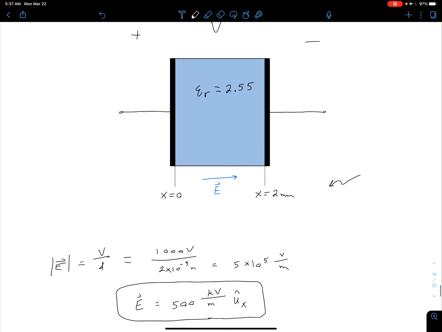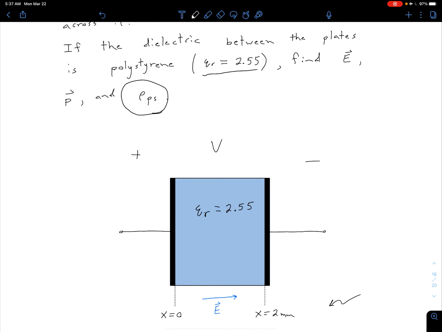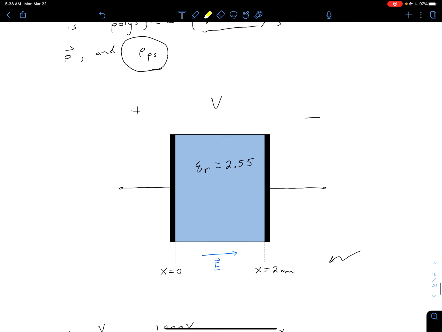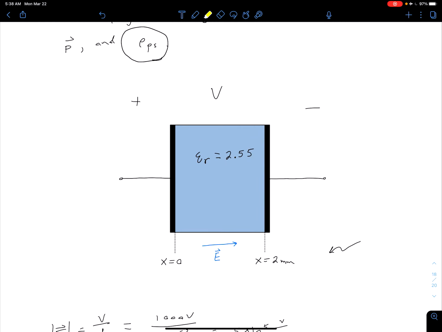All right, so the next thing we want to find is this bound surface charge density, rho sub ps. I didn't specify a surface, so really we have some freedom in choosing what surface we're looking at. It turns out only 2 of the surfaces are going to have a non-zero bound surface charge density. Of course, this is a 3D structure, this parallel plate capacitor. The only ones that are going to have non-zero are the surface of the dielectric on this right side and the surface of the dielectric on this left side.